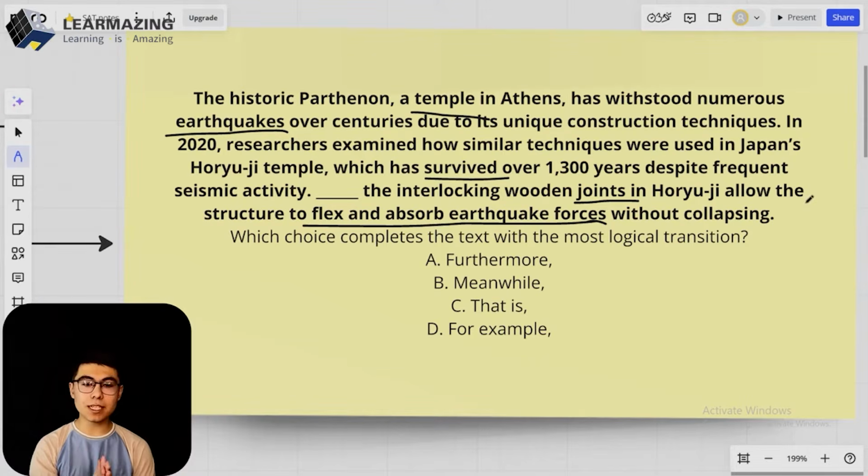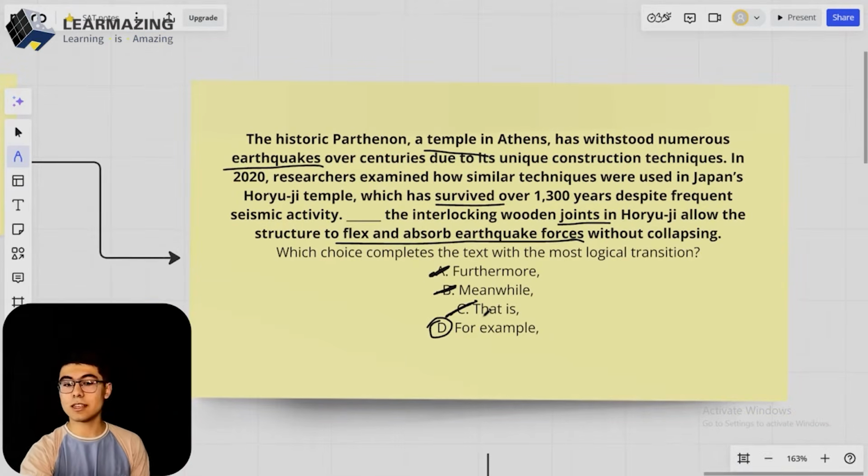I believe the missing transition must show how the second sentence relates to the first. So now let's analyze each option logically. Choice A, furthermore. It adds a new, additional point, but this is not just an extra detail. It explains something very specific, so we can eliminate this choice. Meanwhile suggests two things happening at the same time, but this isn't a timeline comparison, so we can eliminate this choice as well. That is clarifies or restates something, but the second sentence is not a restatement. It's an example, so we can eliminate this choice as well. For example introduces a specific illustration of a very general idea, which is exactly what the second sentence here does. That's why choice D is the correct answer choice.